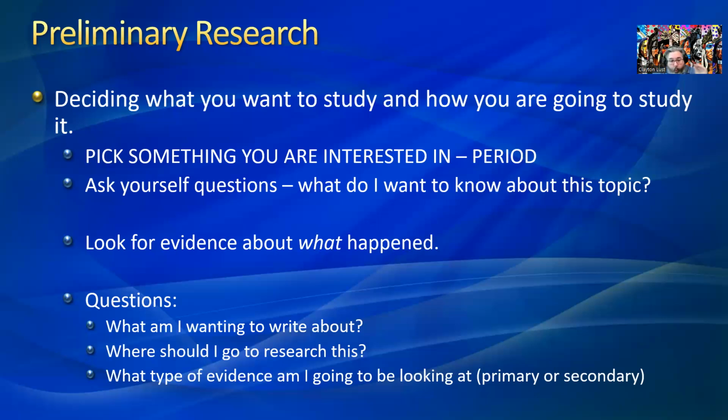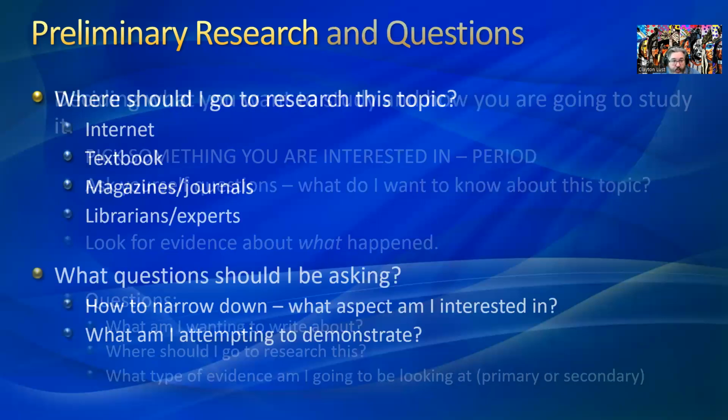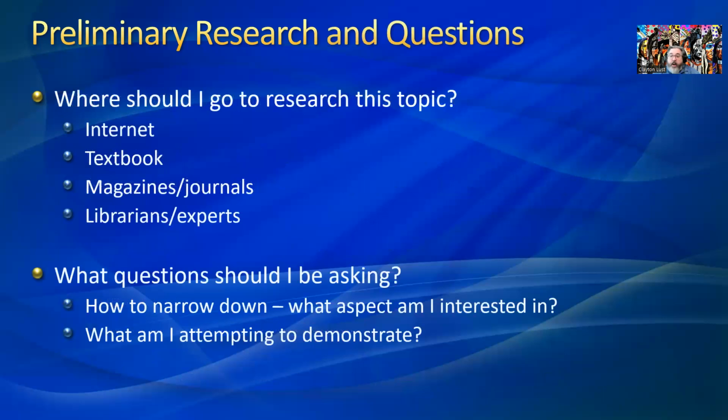So what do I want to write about? Where should I go to research it? And what type of evidence am I going to be looking at? Am I going to be looking at primary or secondary sources? Now, the short answer in all of this is that you should be looking at both. But I'm sure some of you might be thinking, well, I don't know. What's primary source material? What's secondary source material? Okay. So where should you go?